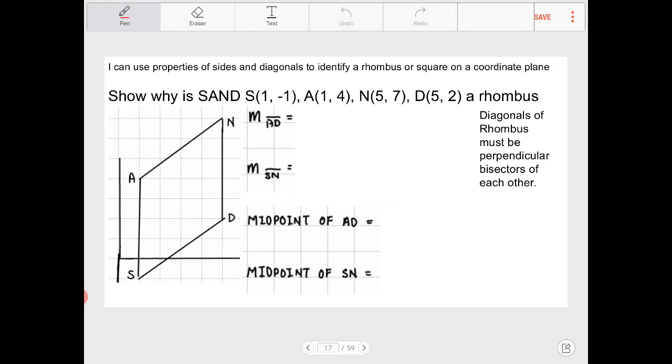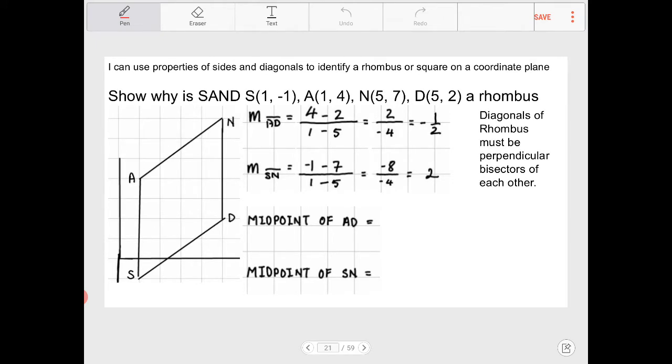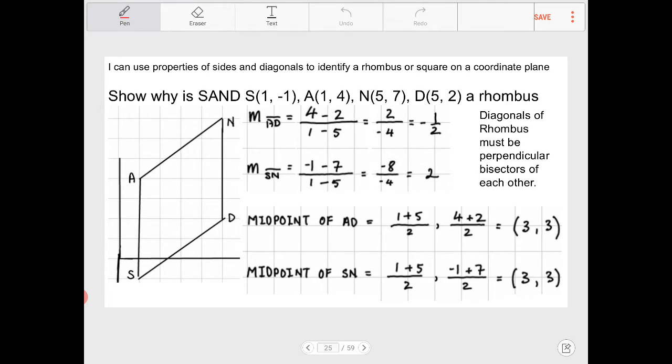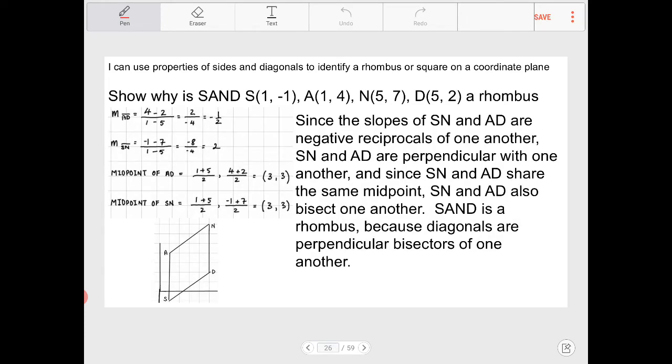So the slope of AD can be found to be -½. The slope of SN can be found to be +2. The midpoint of AD can be found to be 3, as well as the midpoint of SN can also be found to be 3. We again need to write a declaration, and what's the reason for this? Well, that's because since the slope of SN and AD are negative reciprocals of one another, SN and AD are perpendicular with one another. And since SN and AD share the same midpoint, SN and AD are also bisecting one another. SAND is a rhombus because diagonals are perpendicular bisectors of one another.